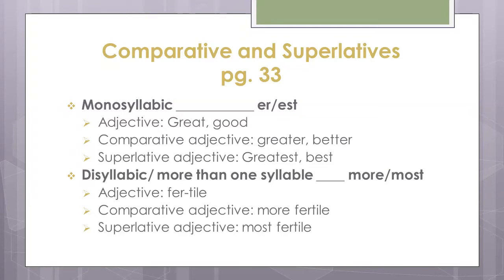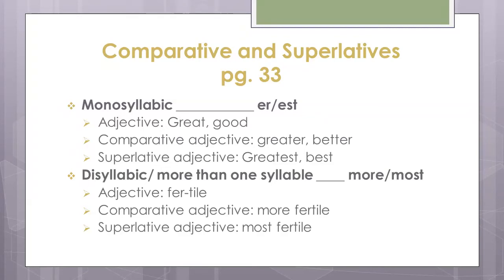When we are dealing with disyllabic words, or adjectives that have more than one syllable, we use more or most with the adjective to make it comparative or superlative. For example, fertile. This adjective has two syllables, fertile, two vowel sounds. So we add more before the disyllabic word to make it comparative adjective, more fertile. To make it superlative adjective, we add most, most fertile.